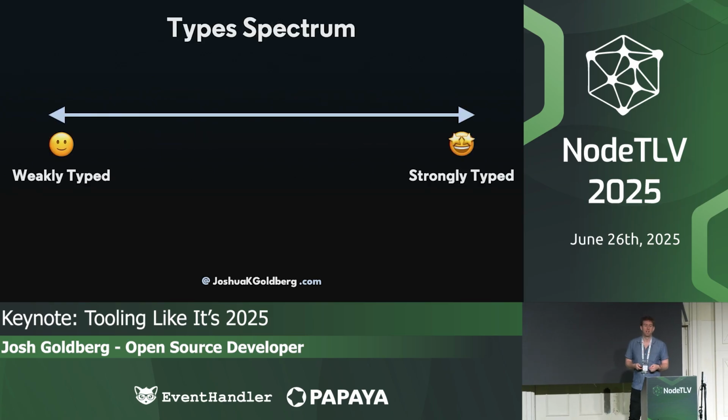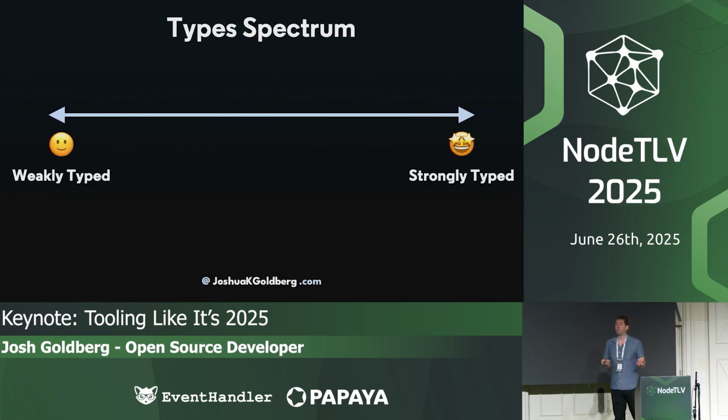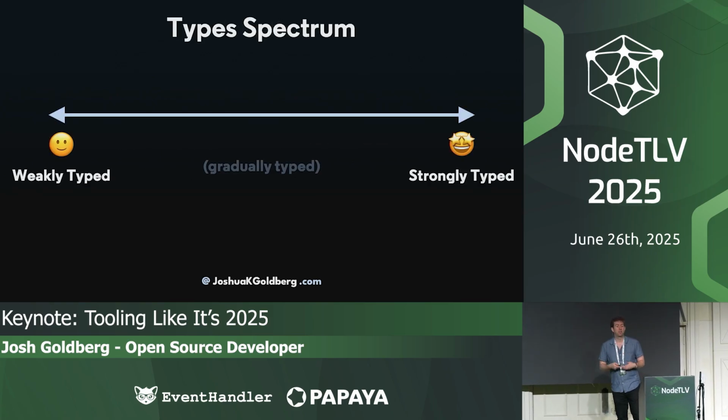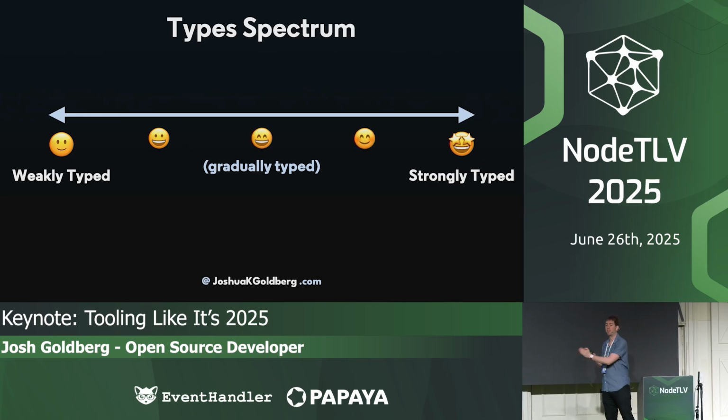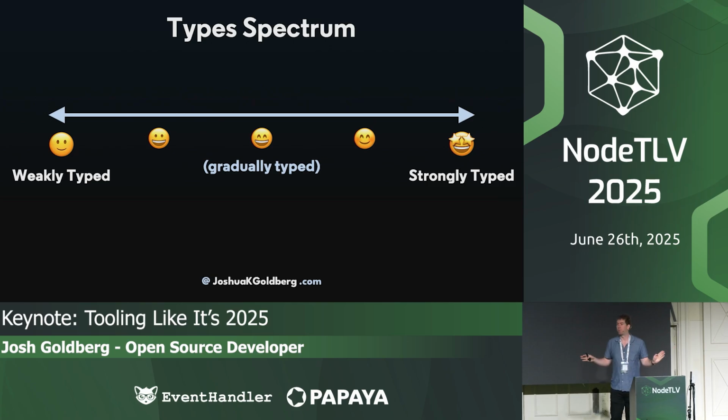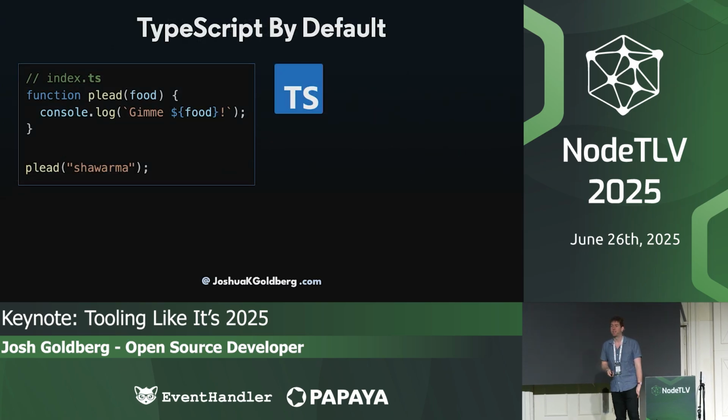JS to TS. TypeScript doesn't force you to be all in. It's what's called a gradually typed language, which means you can configure it on a sliding scale from what we call weakly typed, which is still more typed than JavaScript, all the way to strongly typed with the most strict settings. Obviously, I personally prefer strongly typed, but there are trade-offs here. It's a little harder to write, a little slower. And by default, TypeScript starts off weakly typed.